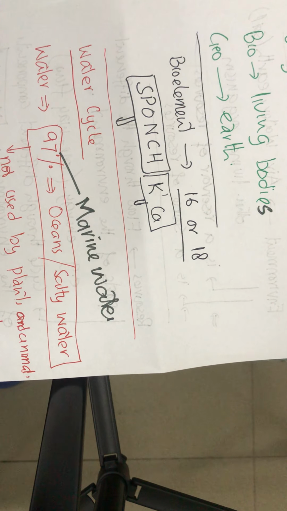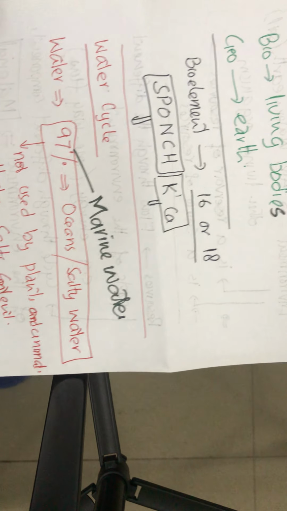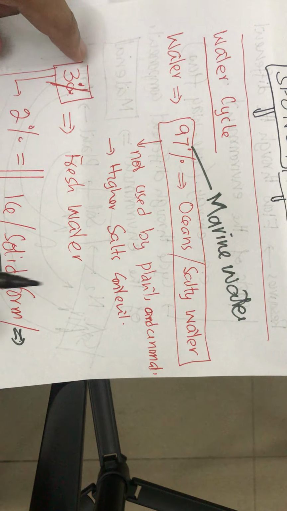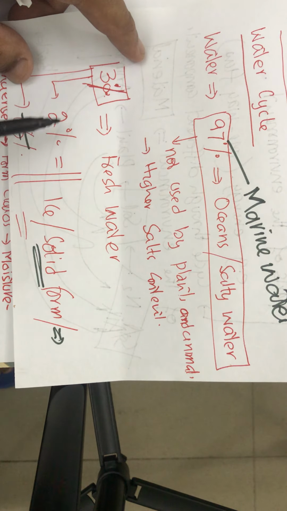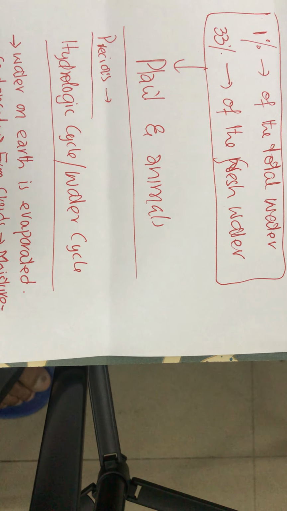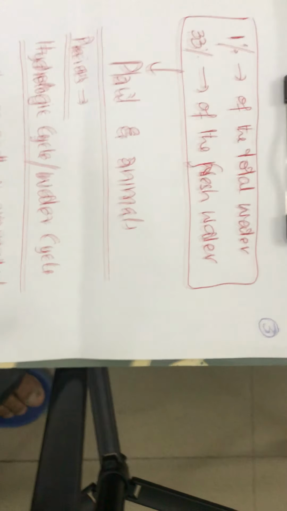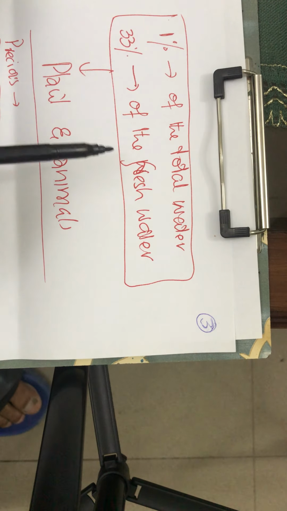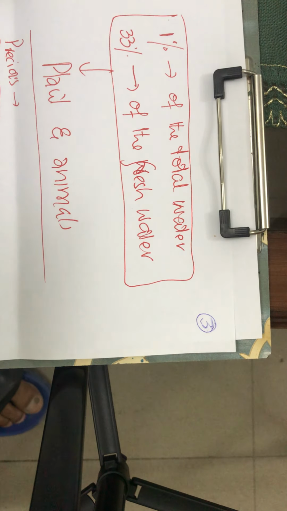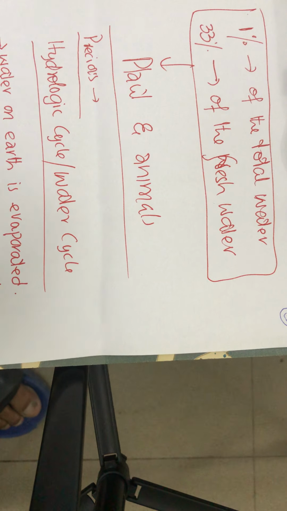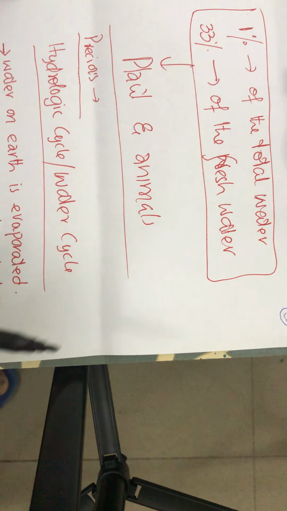66% of the total fresh water is in the form of ice, that is known as solid form. Just to recap, there is 3% fresh water. Of that total water, 2% is in the form of ice, which is 66% of the fresh water. So therefore we can say the water is a very precious resource. 1% of the total water is available, which is 33% of the fresh water that is used by the plants and animals. So therefore we can say that it is a precious resource.